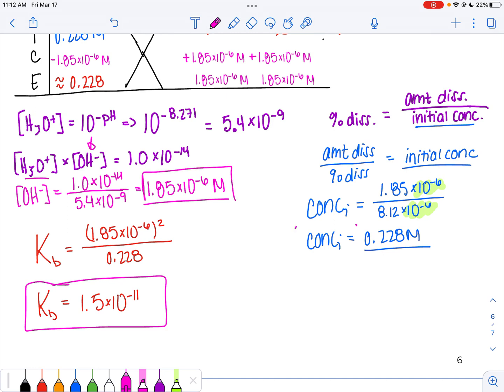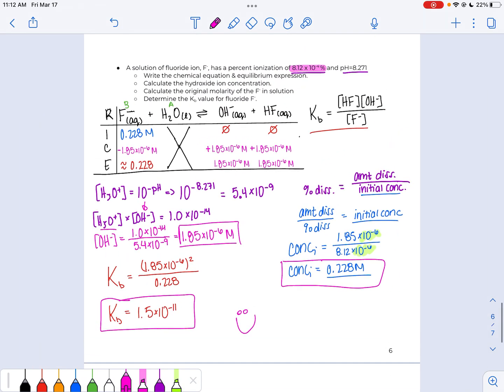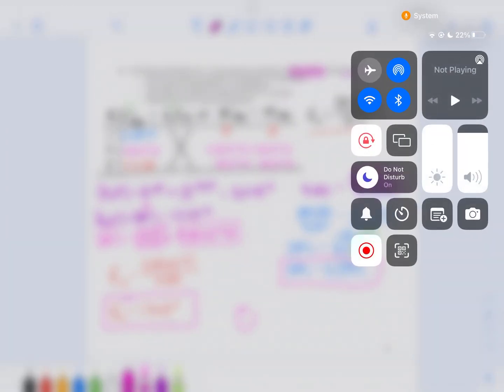Box it, put a smiley face, that looks crazy, because we have finished the problem. Yay! And the packet, double yay. All right, see you guys later.